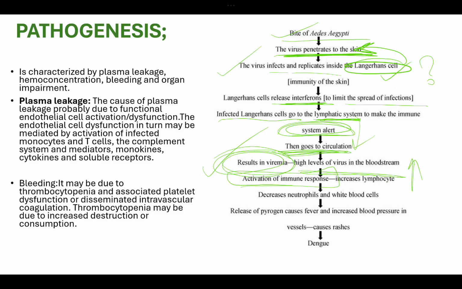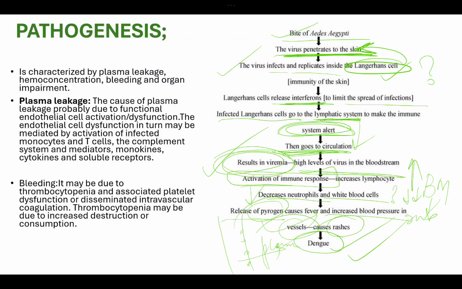There is an increase in the lymphocyte count. And how do the neutrophils and WBCs decrease? It is because this virus also enters the bone marrow and causes its suppression. The suppression of the bone marrow decreases the production of neutrophils and white blood cells, and in the bloodstream it also releases pyrogens. These pyrogens will cause fever and increased permeability of the vessels, and then there is plasma leakage out from the blood vessels, and once the plasma leaks out, there will be rashes, dengue fever, shock, etc.